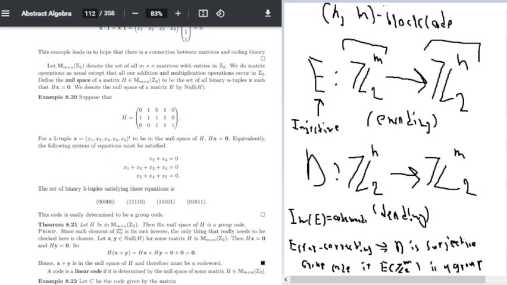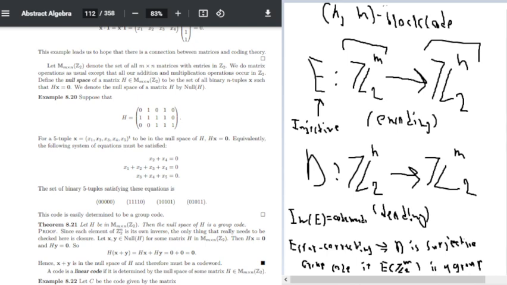Let M_{m×n}(Z2) denote the set of all m×n matrices with entries in Z2. We do matrix operations as usual, except that our addition and multiplication operations occur in Z mod 2. Define the null space of a matrix H in M_{m×n}(Z2) to be the set of all binary n-tuples x such that Hx is equal to 0. We will denote the null space of a matrix H by Null(H).